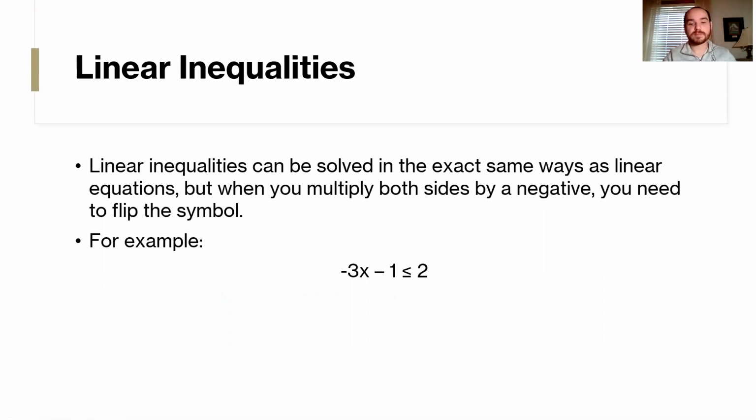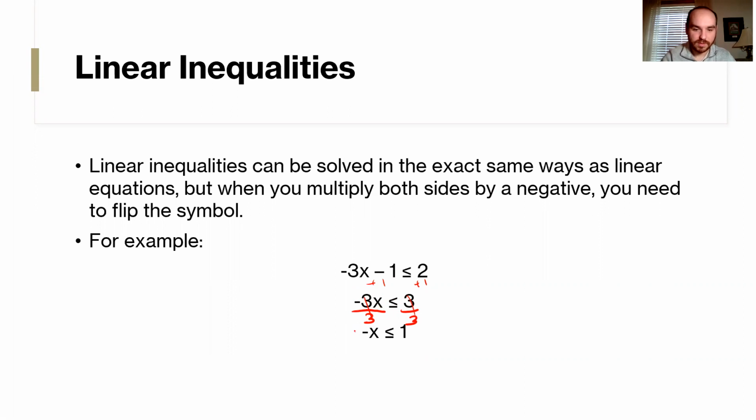So we have negative 3x minus 1 is less than or equal to 2. So for now, we can treat this kind of just like an equal sign. We're going to add 1 to both sides to get negative 3x is less than or equal to 3. Next up, normally we divide by negative 3, but for the sake of showing you what we're talking about here, I'm just going to divide by 3. So that'll give us negative x is less than or equal to 1.